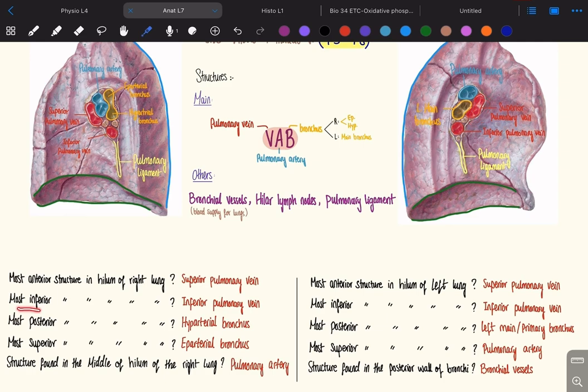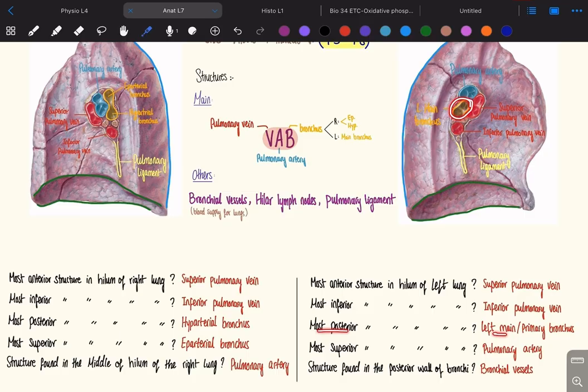What about the most inferior structure on the right and on the left? It is going to be the inferior pulmonary vein, here as well. But then here comes the difference. The most posterior structure on the right is going to be the hypoarterial bronchus here. Most posterior, hypoarterial bronchus.